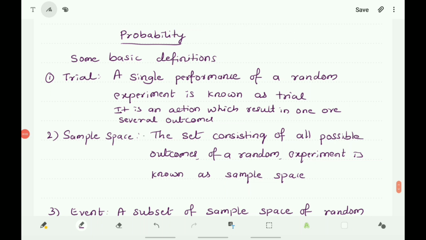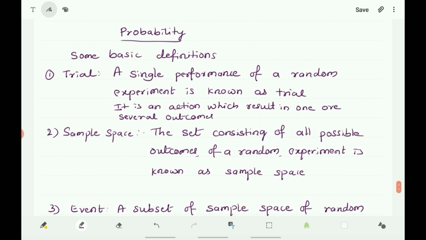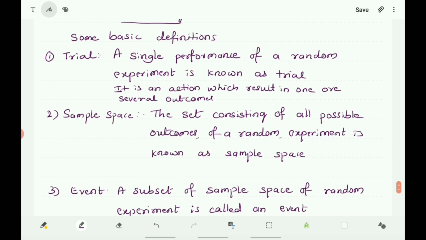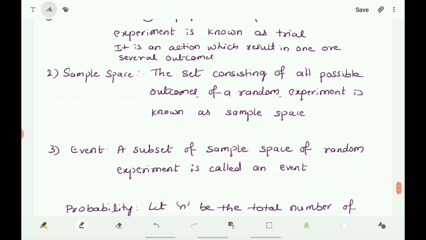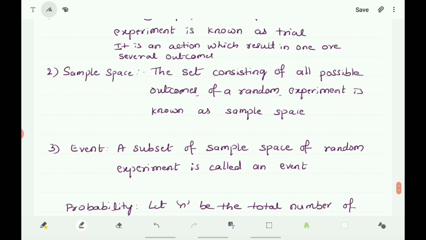Now about the probability. So let us discuss some basic definitions. So that is trial. A trial is a single performance of a random experiment. It is an action which results in one or several outcomes. Next, sample space. The set consisting of all possible outcomes of a random experiment is known as sample space. And event. A subset of the sample space of a random experiment is called an event.